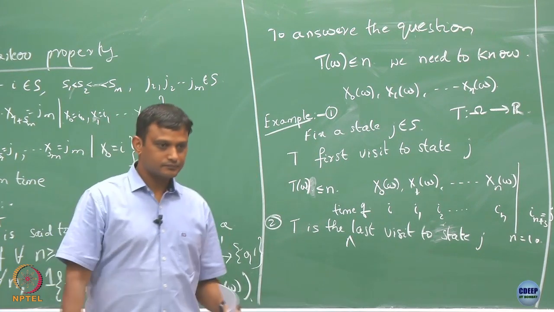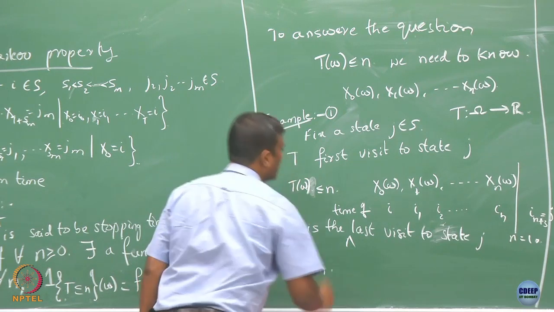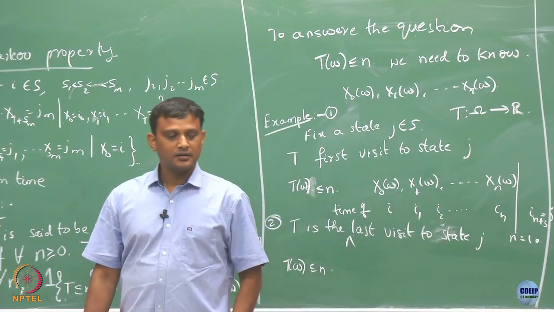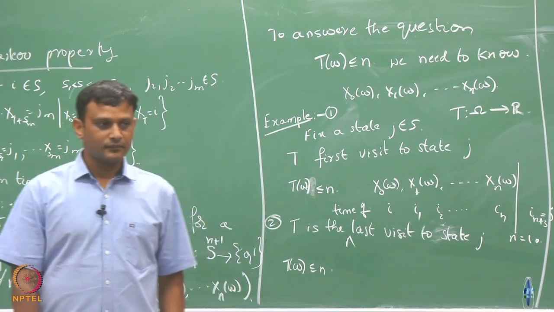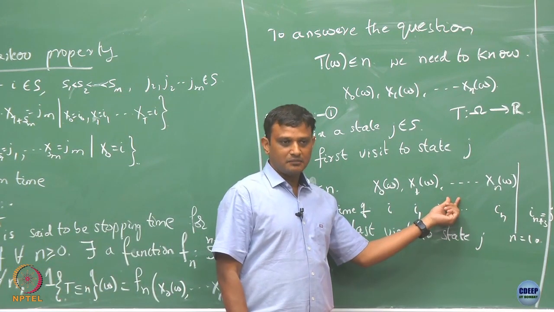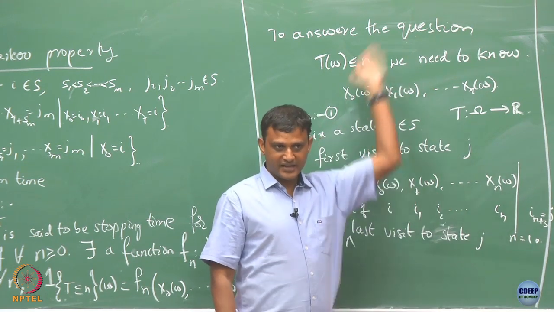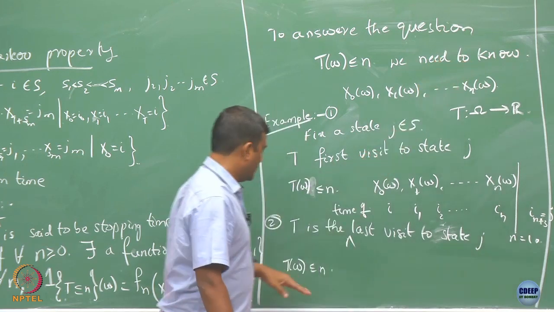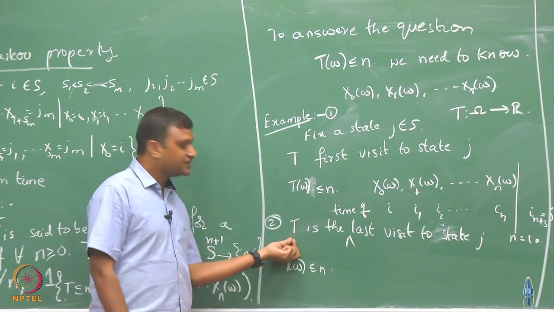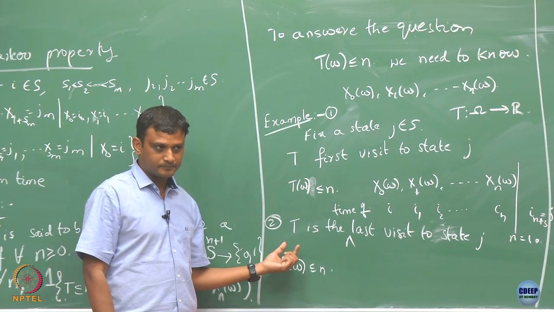Okay, so now if I ask the same question, can you answer this question based on your first n observations? Why is that? Yeah, J might have happened somewhere in between, but it may still happen after that, right? That is not the end of happening of J, it may still happen subsequently. So you can't answer this question, either yes or no. So in this case, this random time T is not a stopping time.